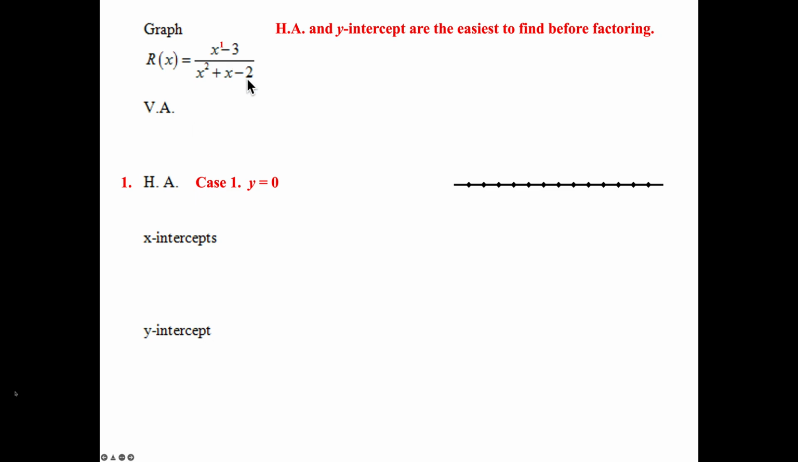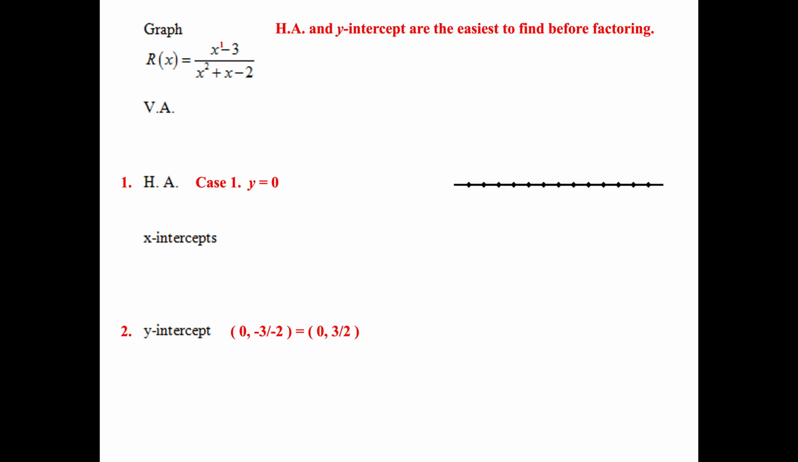Y-intercept. Look at the ratio of the constants. Negative 3 over negative 2. Remember, we're putting a 0 in for all those x's. So that's 0 minus 3 over 0 minus 2, which is 3 halves. Or if you want to call it 1.5, that's fine too.